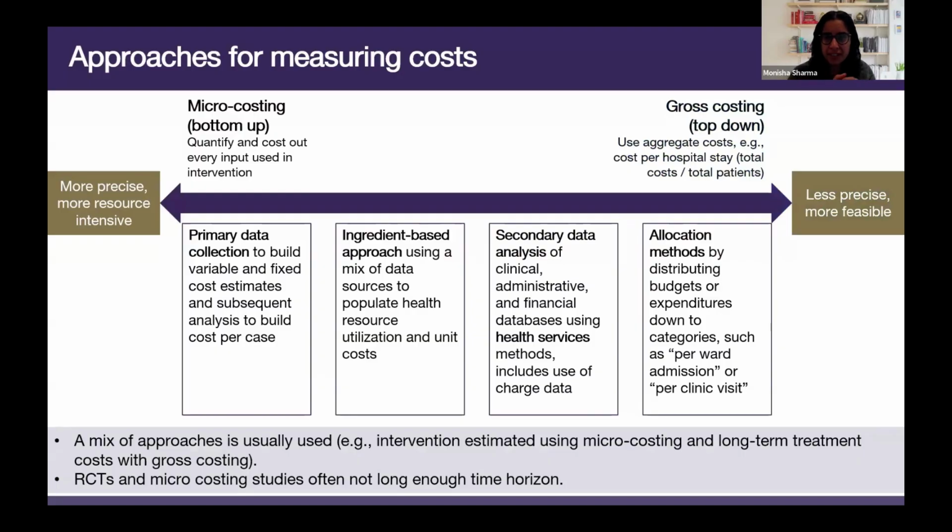And generally, when we conduct a costing, we use a mix of these approaches. So we'll often do a microcosting for personnel costs and supplies, and we could do a gross costing for other healthcare costs.